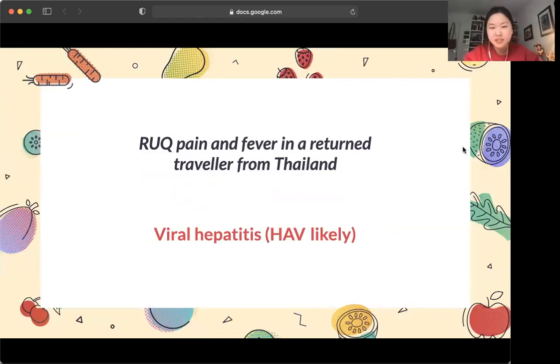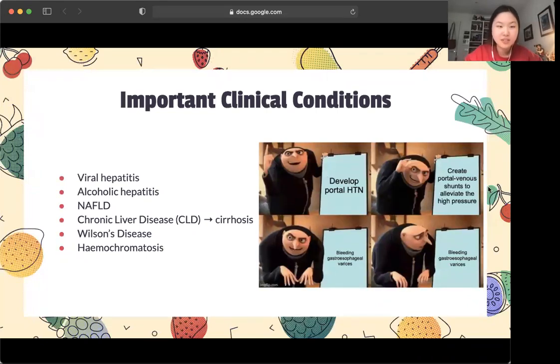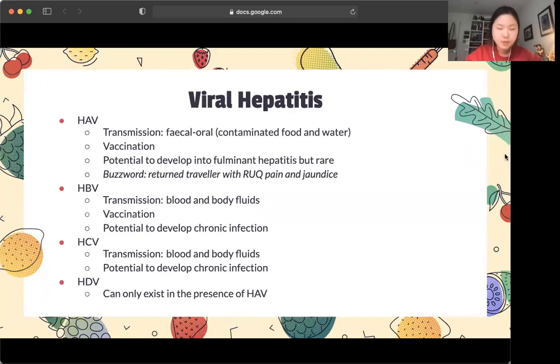Viral hepatitis, most likely HAV in this particular case. So we have some important clinical conditions. We have a lot of them for the liver, but we're going to go through viral hepatitis for now. So we've got a few different types.